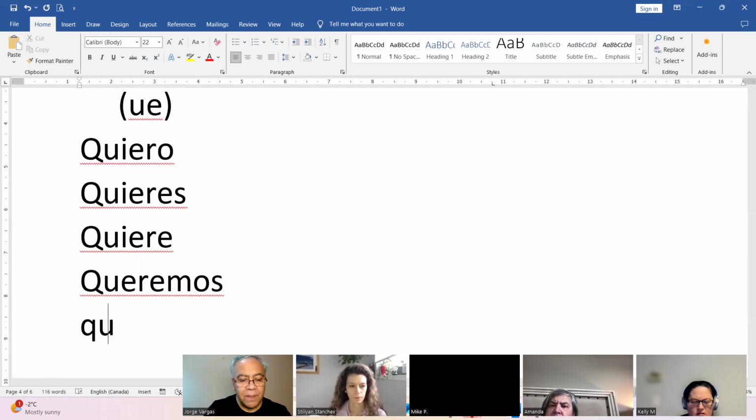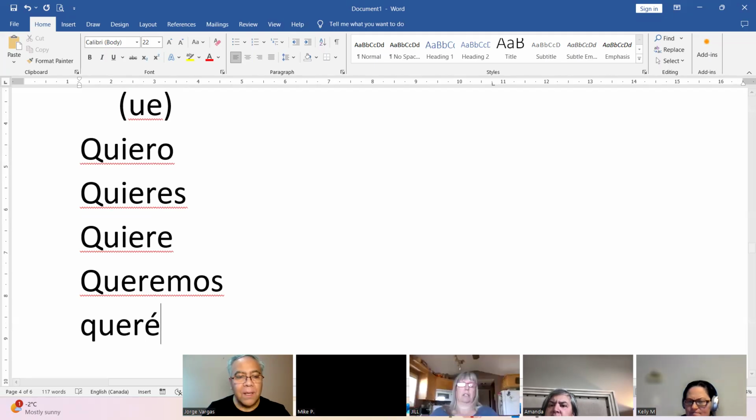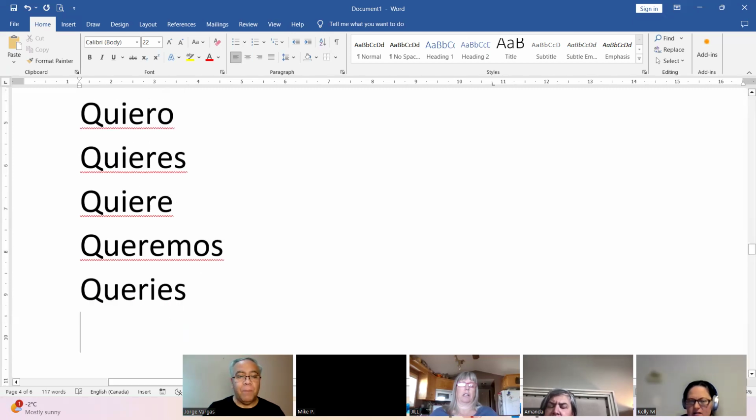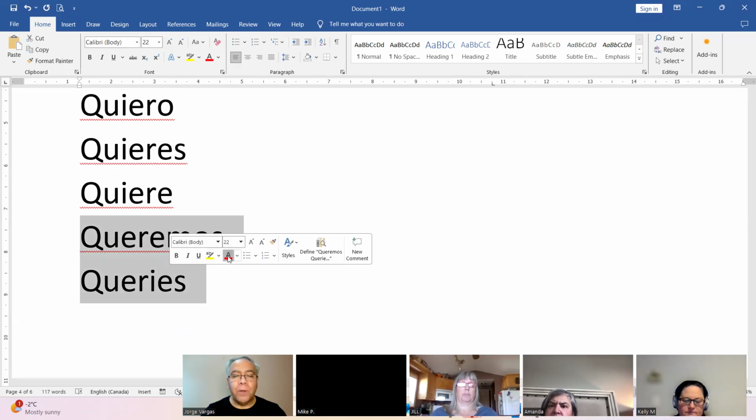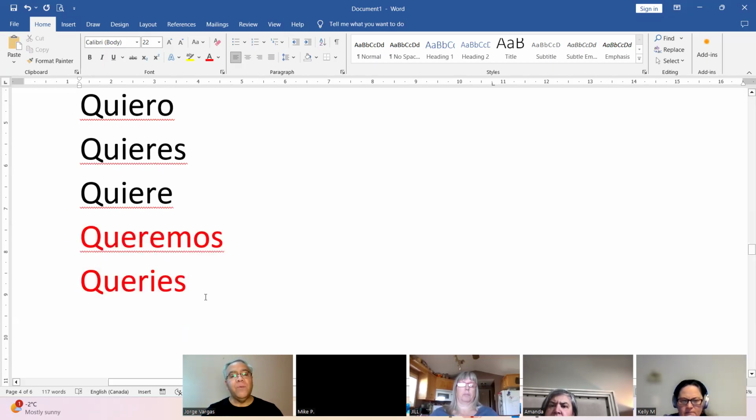Vosotros, vosotras. Queréis. Yes, but remember that it's an ER verb, so it's queréis. Correcto. And the two amigos, ustedes and ellos, quieren. I put these two in red just as a reminder that those ones have no stem change. Now we go back to the stem change when you say ustedes and ellos: quieren. Perfecto.